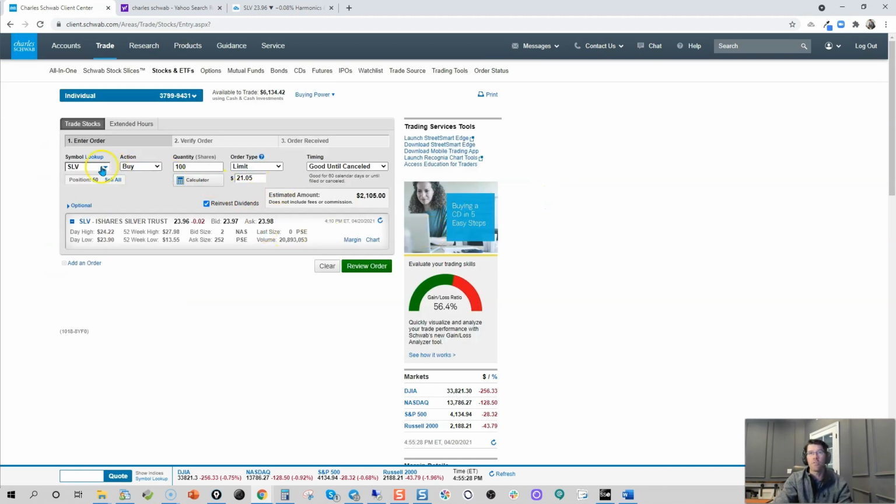If I want to review the order, this is, again, buying SLV at 21.05. I'll show you the chart here in just a moment. Good till canceled, reinvest the dividends. I can review that order.